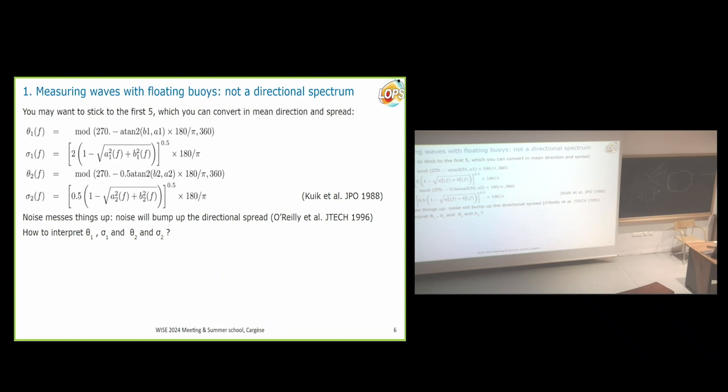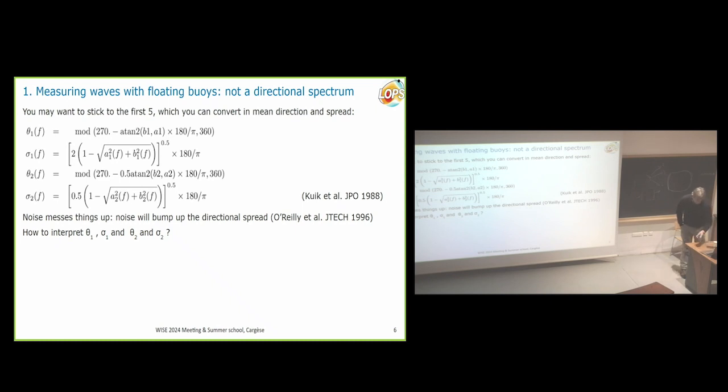And also want to point out that there's always noise in the measurements, and so the noise will bump up the directional spread, and so you have to be worried about that. The NDBC buoys are infamous for being a bit more noisy than the Datawells, and there's this nice paper that Bill O'Reilly wrote back in '96, and with that he made a lot of friends at NDBC.